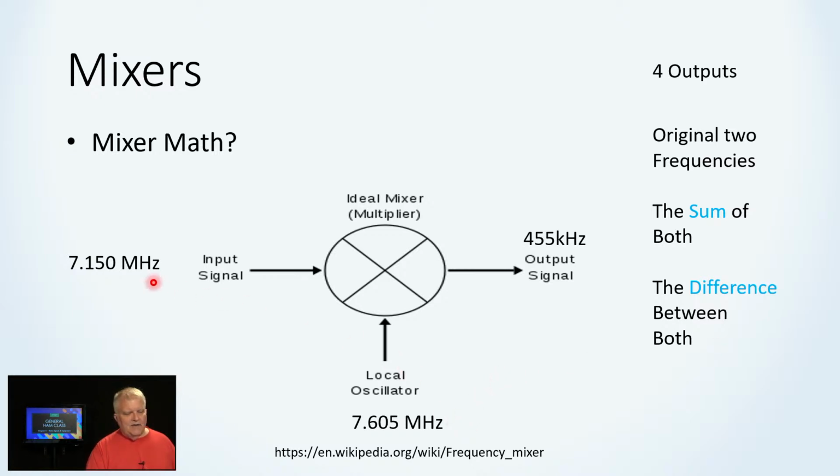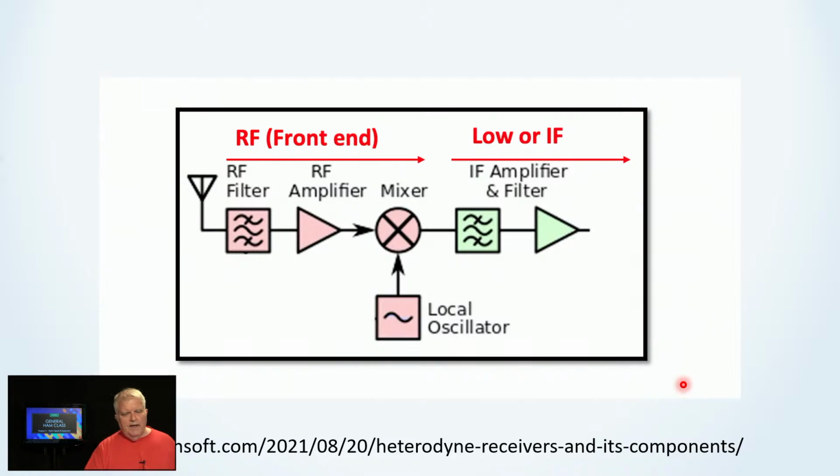7.605 minus 7.150 gives you 455 kilohertz. So this is mixer math. Two signals coming into the mixer, four signals come out. And then you use filters, IF transformers, for example, to filter out the unwanted signals. And in a pictorial, here's our mixer stage. Here's our local oscillator. Here's the RF signal coming in that we want to receive, the IF amplifiers, and then maybe an audio stage and a speaker.